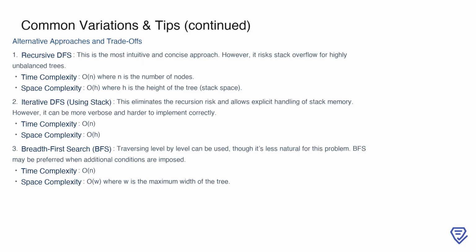BFS, on the other hand, traverses the tree level by level. While it's less natural for this specific problem, it can be useful when additional conditions, such as level-based calculations, are introduced. BFS has a time complexity of O(n) and a space complexity of O(w), where w is the maximum width of the tree. Understanding these trade-offs will help you choose the best approach for different scenarios.